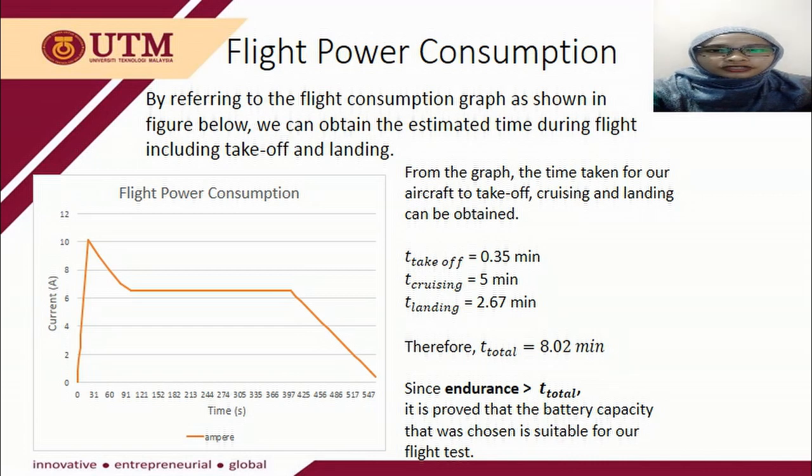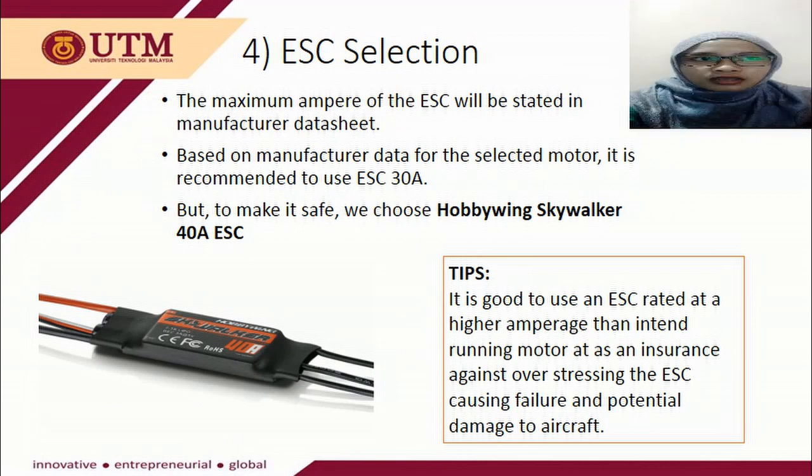The last one is ESC selection. The maximum ampere of the ESC will be stated in the manufacturer data sheet. Based on manufacturer data for the selected motor, it is recommended to use a 30 ampere ESC. But to make it safe, we chose the Hobbywing Skywalker 40 ampere ESC, because it is good to use an ESC rated at a higher amperage, guarding against overstressing the ESC, causing failure and potential damage to our aircraft. Then I will proceed to the performance calculation for our aircraft.